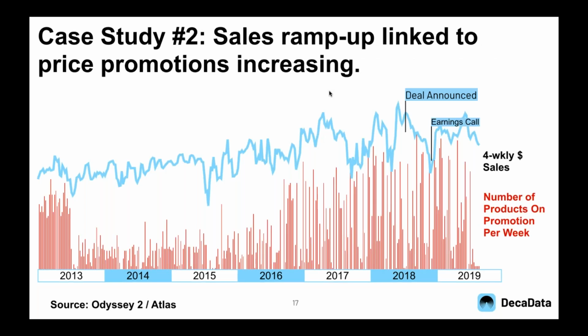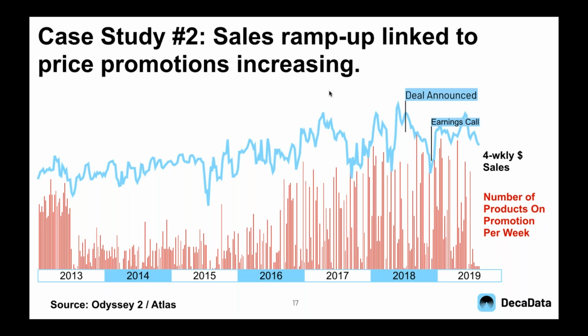One feature we can also look at using our Atlas 2 dataset is the number of products that are on promotion per week. So we've overlaid this on the same slide. What you can see is that there's a clear link between price promotions increasing and rolling 4 weekly dollar sales increasing. And here we have in red a high number of promotions in the first half of 2013.